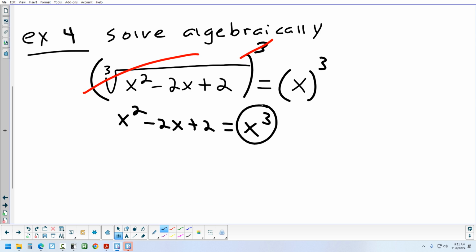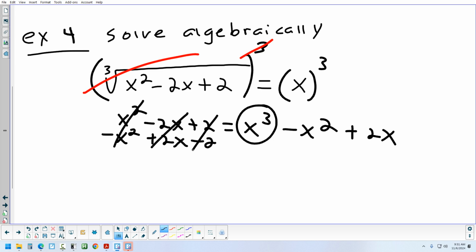How would you move the x squared to the other side? Subtract. So we're going to subtract the x squared. How would you move the negative 2x? Yep, I'm going to add it. And how would you move the plus 2? We're going to subtract it. So now there's nothing on the left side, and that's what we want.